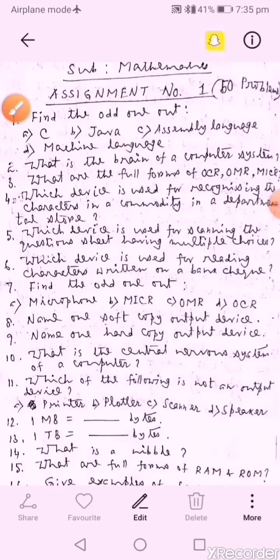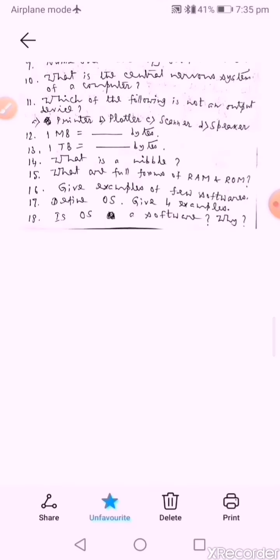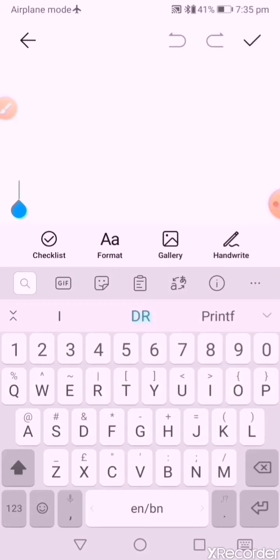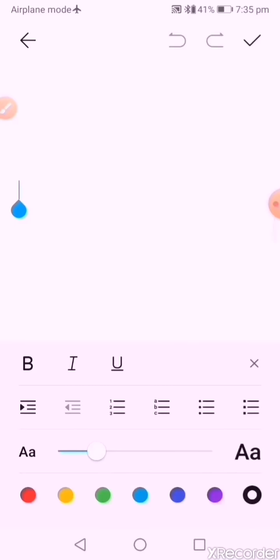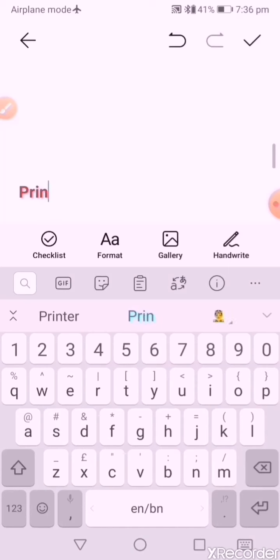Next, name one hard copy output device. The answer is printer or plotter.